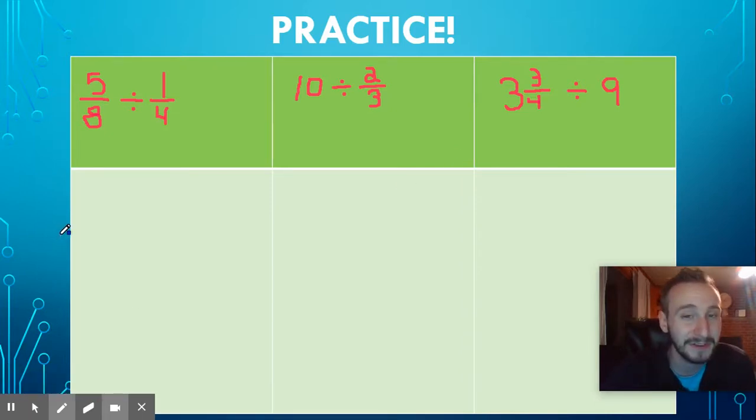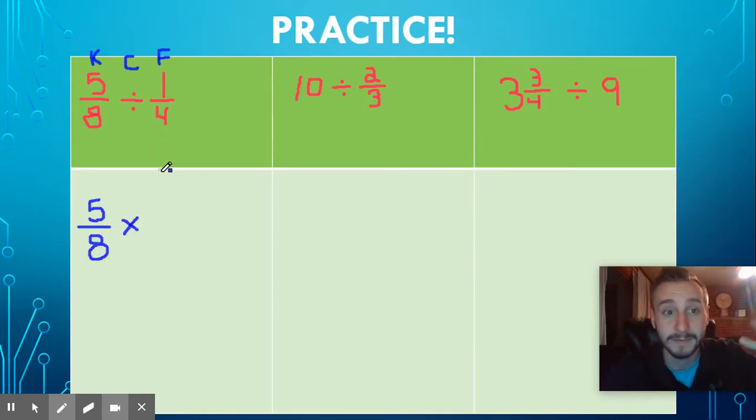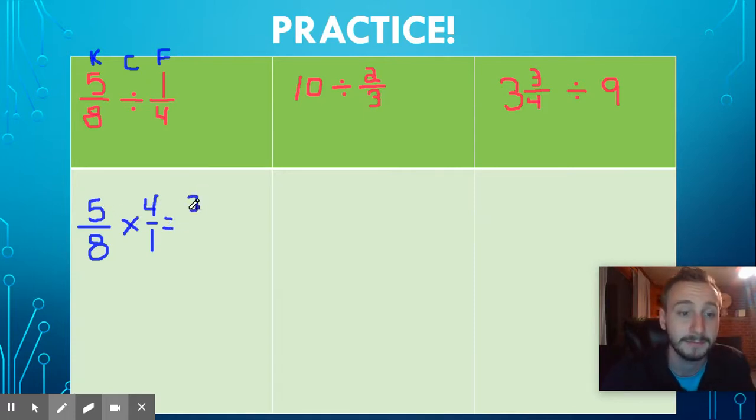Hopefully you gave yourself enough time. Let's start with the first one. Keep 5/8 the same. Change this division sign to multiplication, flip 1/4. So find the reciprocal. So 5/8 times the reciprocal of 1/4, which is 4/1. So now that I have my fractions, you can multiply like normal. 5 times 4 is 20. 8 times 1 is 8.